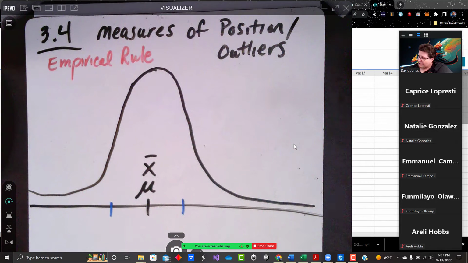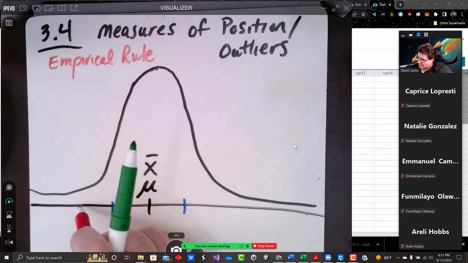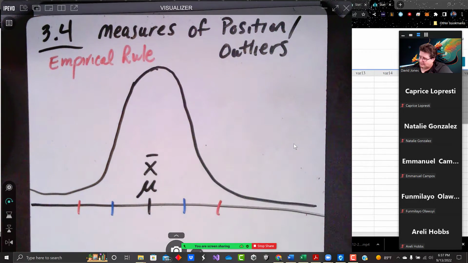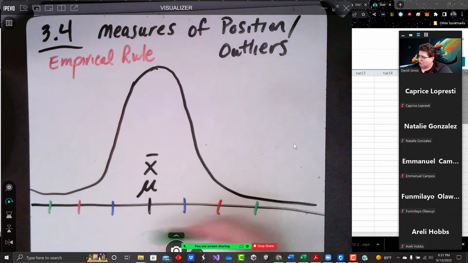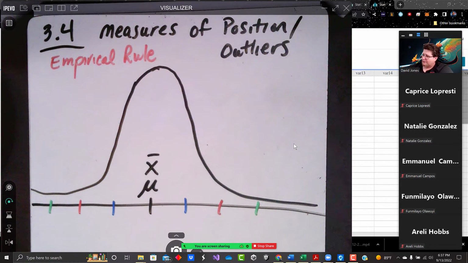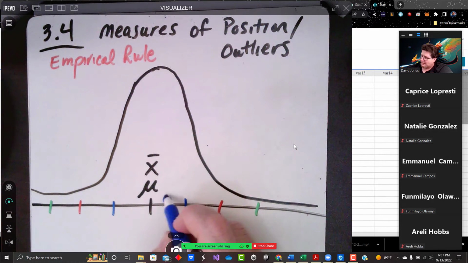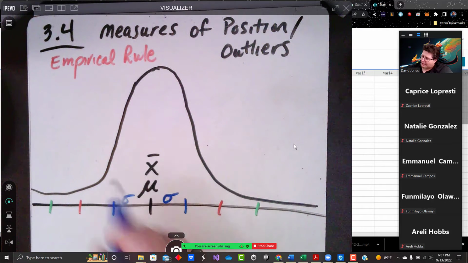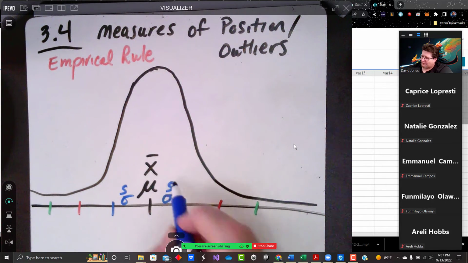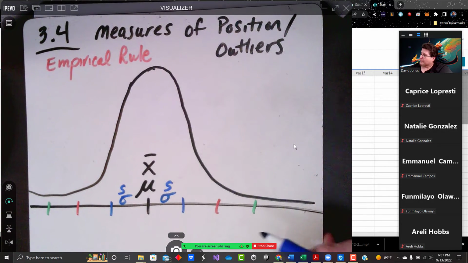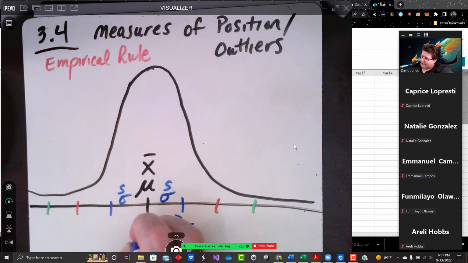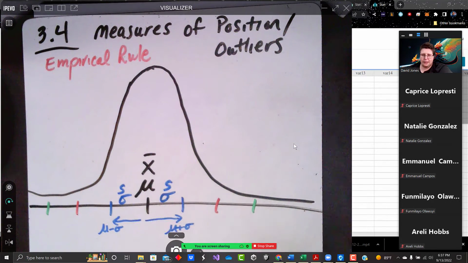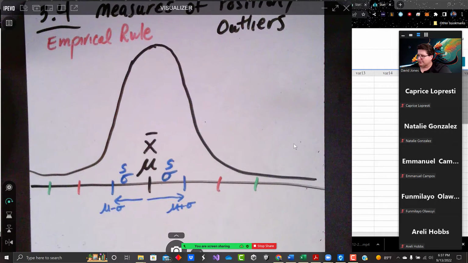Let's see, will green show up? We got red and green. So going over one deviation, these are steps in deviation, which is sigma or S. Sigma is for populations, S is for samples. We go over here, this is mu plus 1 sigma. Over here, this is mu minus 1 sigma. These are just numbers, so once we plug in the numbers, they don't look like these crazy characters.